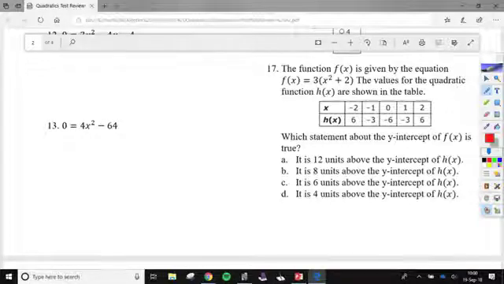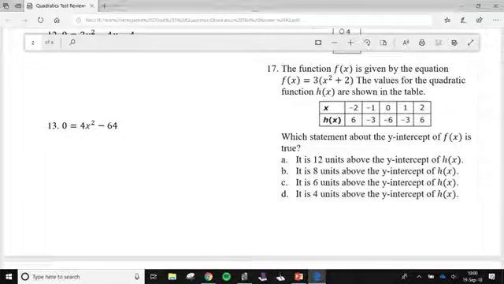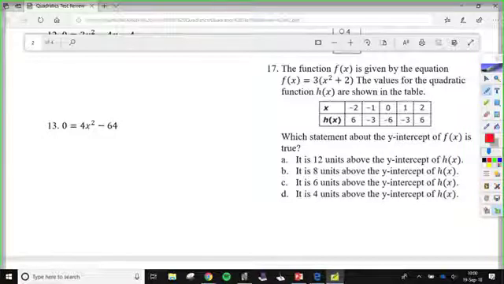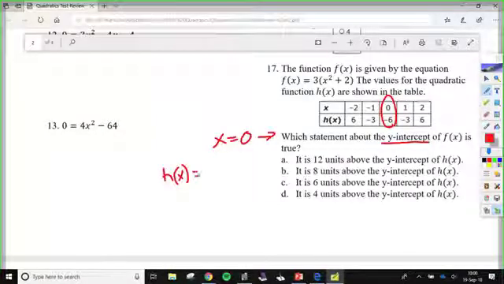All right, number 17. So keep in mind, we're just looking for the y-intercept of each of these. And the y-intercept is every time x equals 0. Whenever x equals 0, the y value is your y-intercept. So for my table function, x is 0 here, that makes -6 the y-intercept. So h of x, its y-intercept is -6. Okay? So keep that in mind.